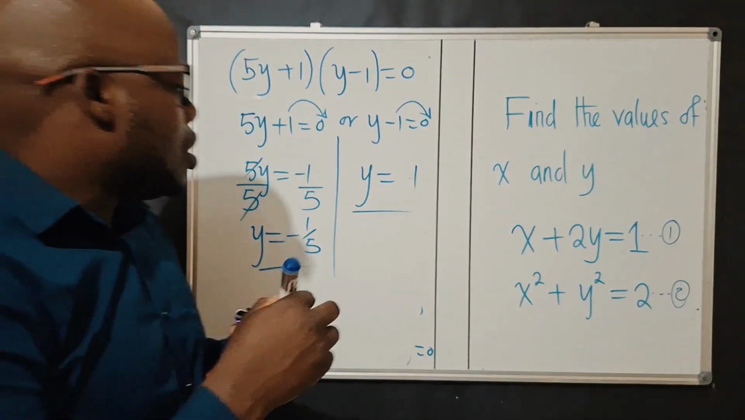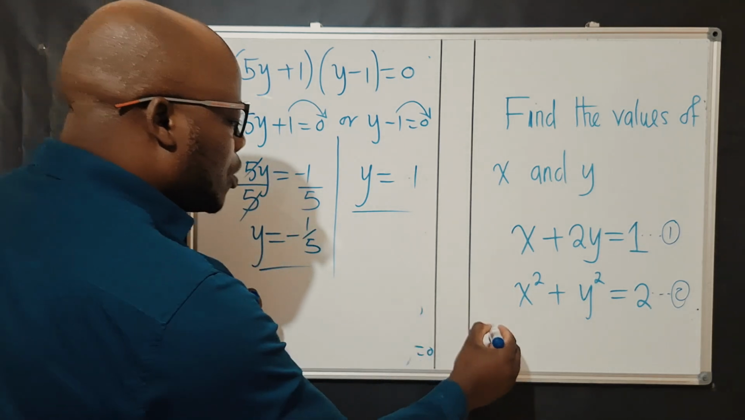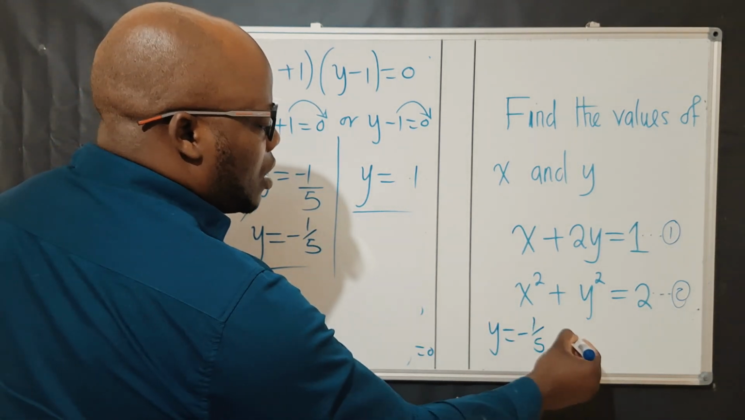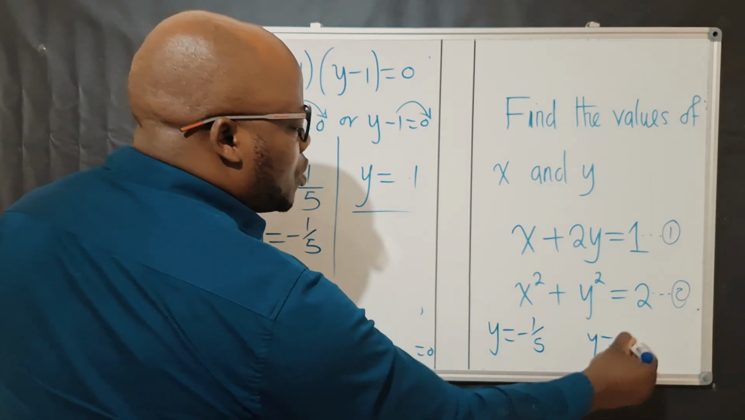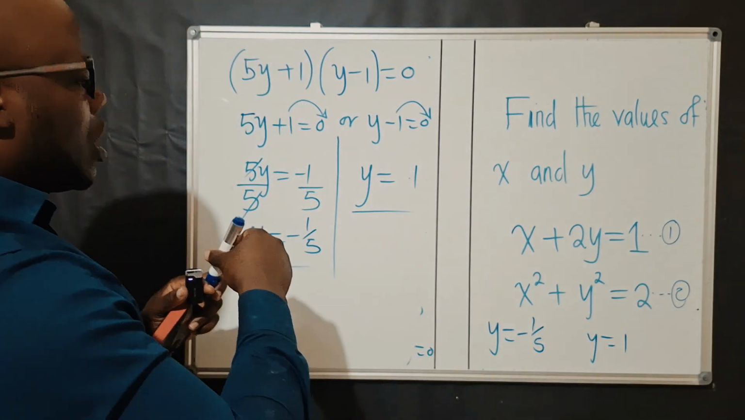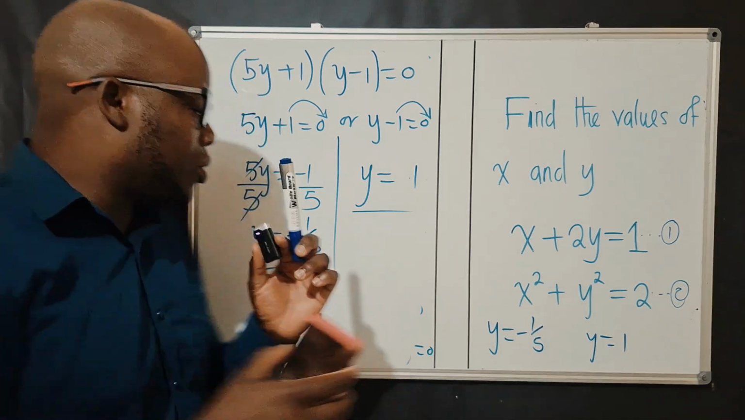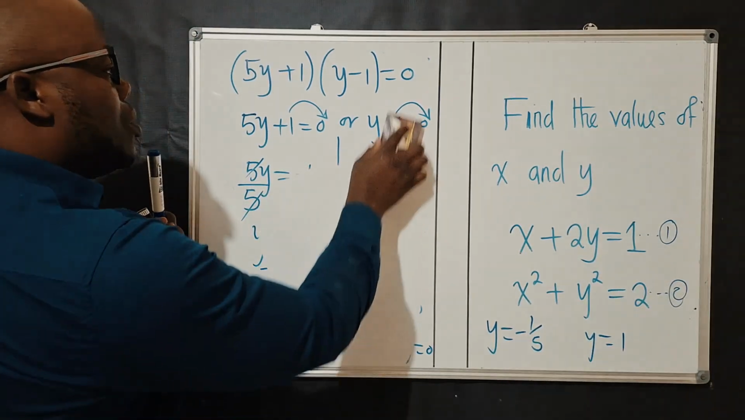So I've got two y values. So I can write them here. y is equal to negative 1 over 5. The other one is y is equal to 1. So that we get to find the x values. Since we found the y values, we get to find the x values.